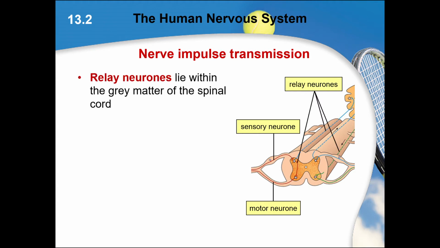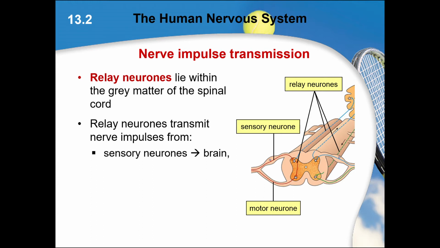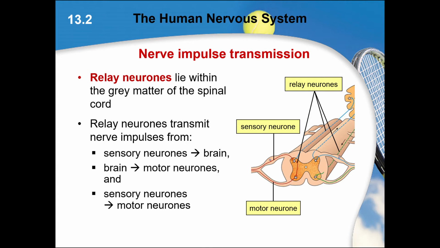Okay, so relay neurons, recall that they lie within the gray matter of the spinal cord, and they are found only within the spinal cord. They help to channel information from the sensory neuron to the motor neuron. So relay neurons serve a few functions. They transmit nerve impulses from the sensory neuron to the brain, from the brain to the motor neurons, and from the sensory neurons to the motor neurons. So essentially they're like messengers.